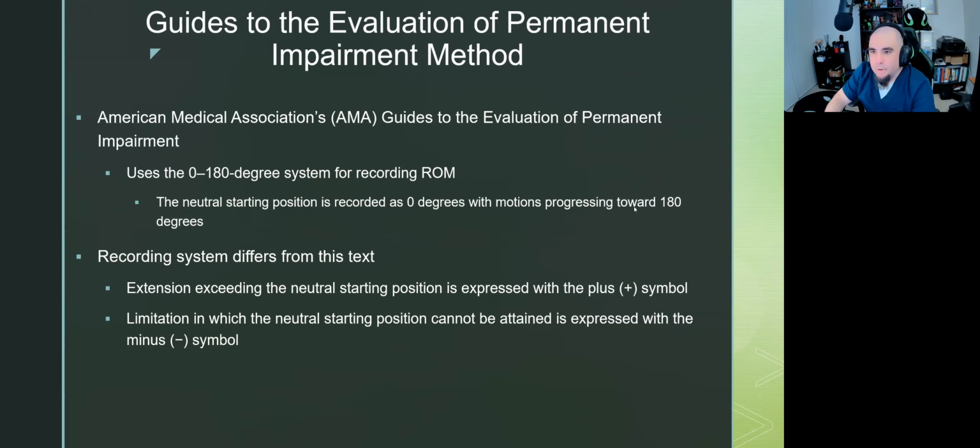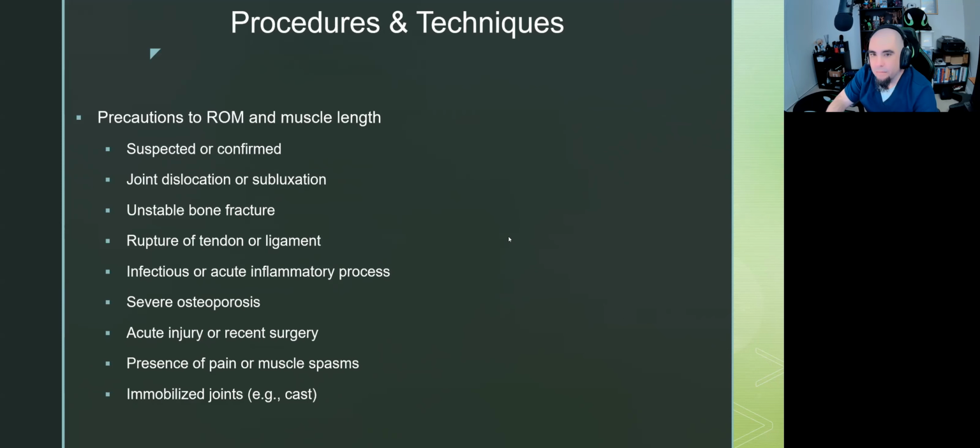So when we're doing goniometry, we use the Guides to the Evaluation of Permanent Impairment method to guide us. Usually the main way that we're going to talk about is the AMA. Again, the American Medical Association uses the 0 to 180-degree scale. Now, there's all kinds of different techniques out there for measuring range of motion. There's all kinds of books that give us range of motion, but usually we use the AMA standard for that.